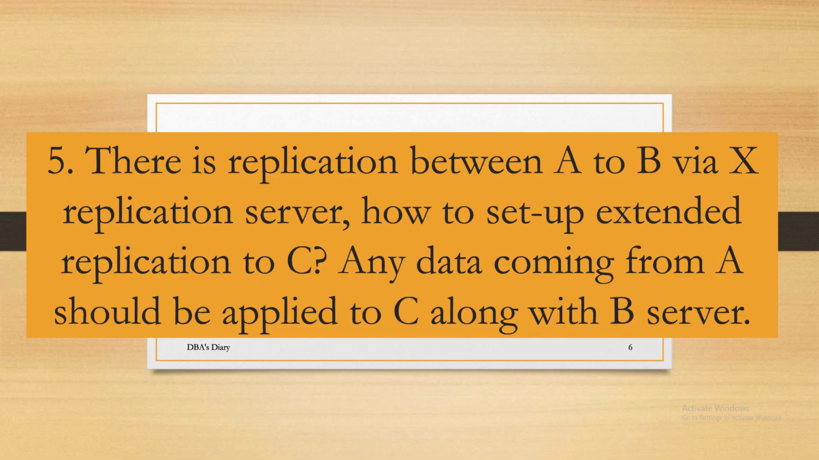Now let's move to the next question. This is a little bit tricky question. Here there is replication already defined from A to B via the X replication server. Now you have to extend the replication to C, which means you already have replication from A to B and there is another server C where you need to extend the replication. But I am not saying to have replication from A to C directly. Anything which is coming to B from A should also go to C. That also does not mean that any DML happening on B should go to C, right?